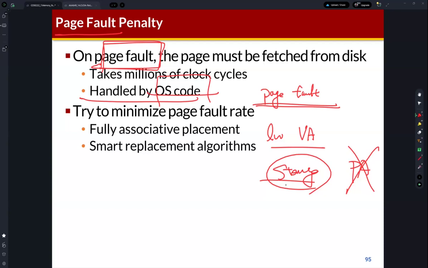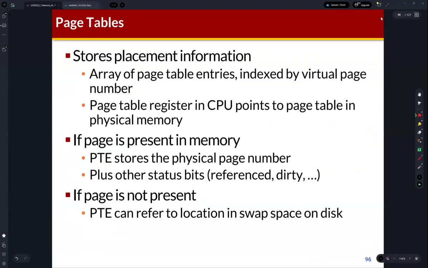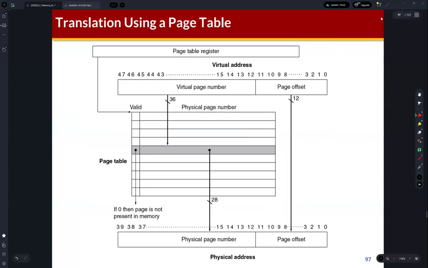In order to improve the performance of our computer system, we need to minimize these page faults, right? Because it will take a very long time. So I will explain later.